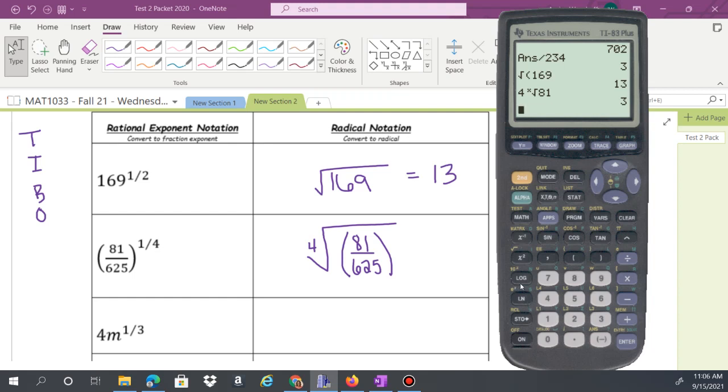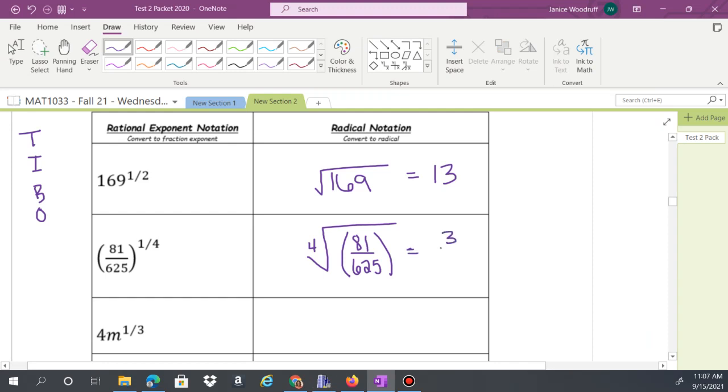And then for 625, 4, math, x root of 625. And that would be 5. So fourth root of 81 is 3. Fourth root of 625 is 5. So we get 3/5.